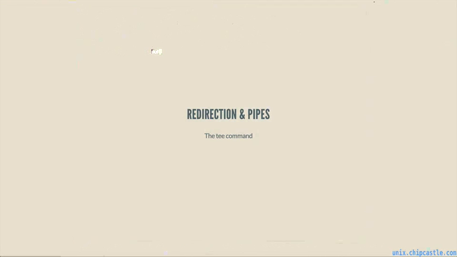Well, there's a command to help you do just that. That's the T command. According to the Unix man pages on OS X, the T utility copies from standard input to standard output, making a copy in 0 or more files. Let's try out our example again, but this time using T.